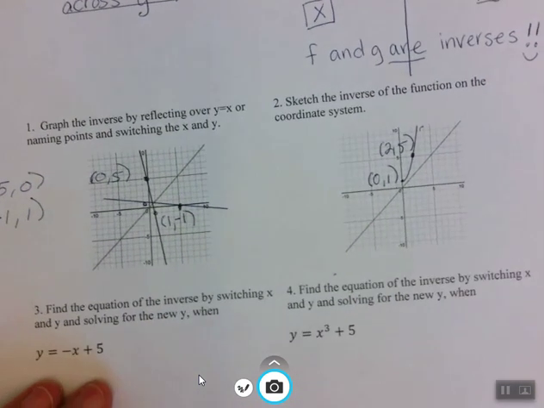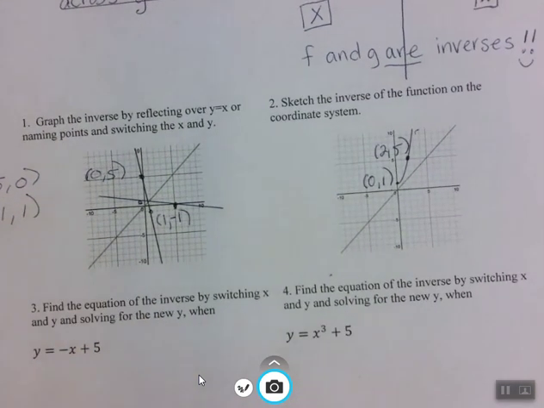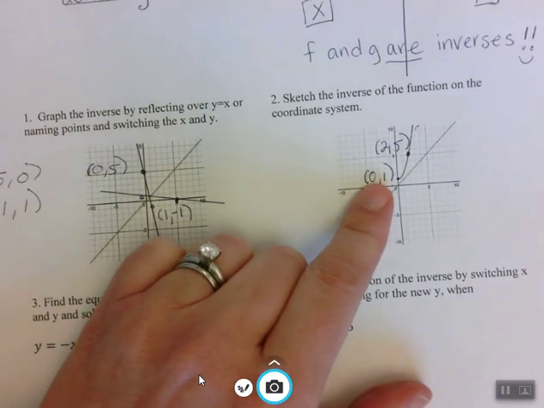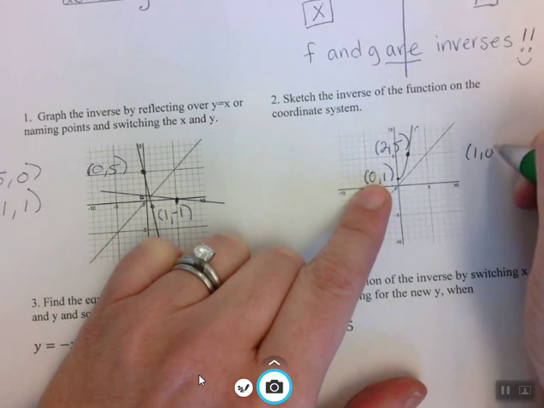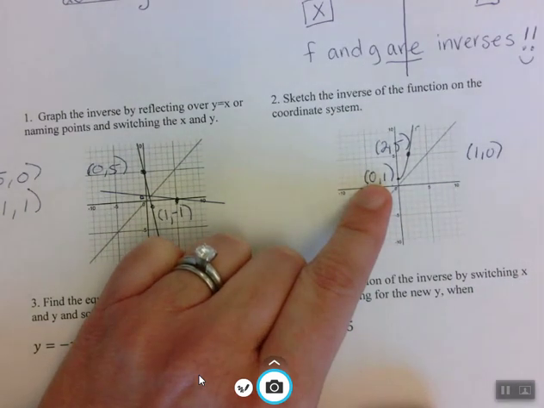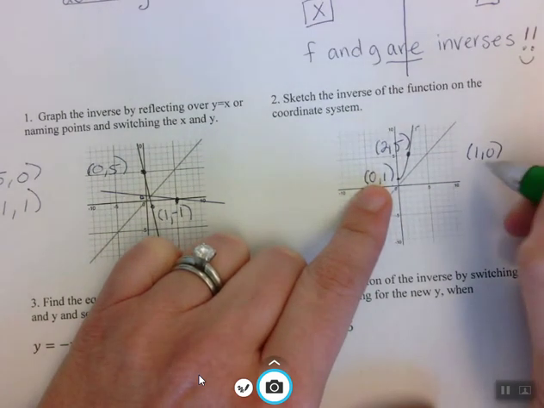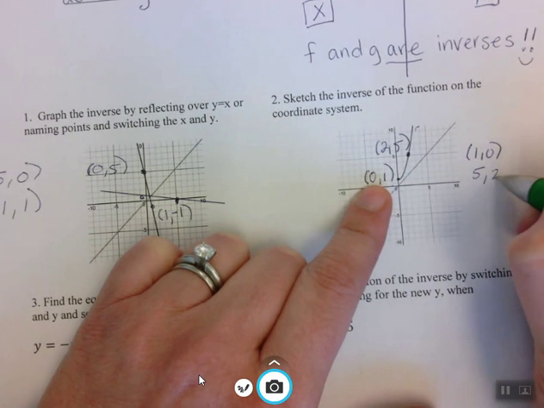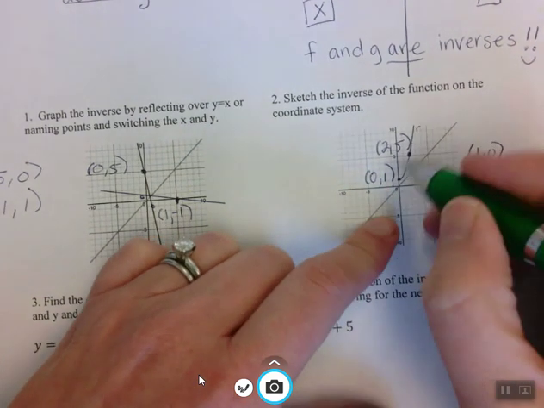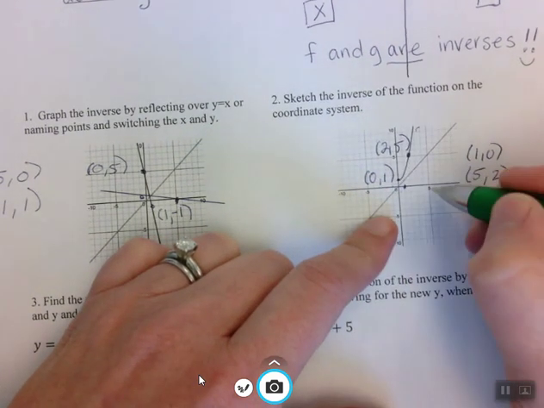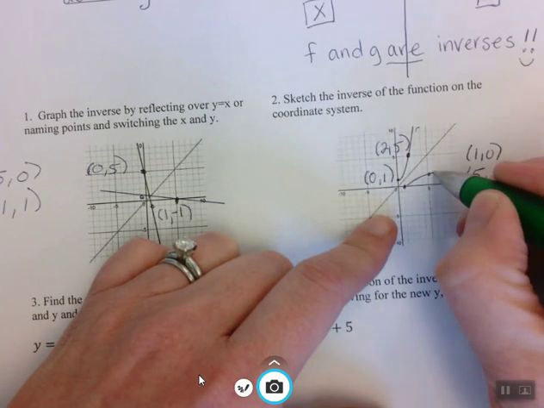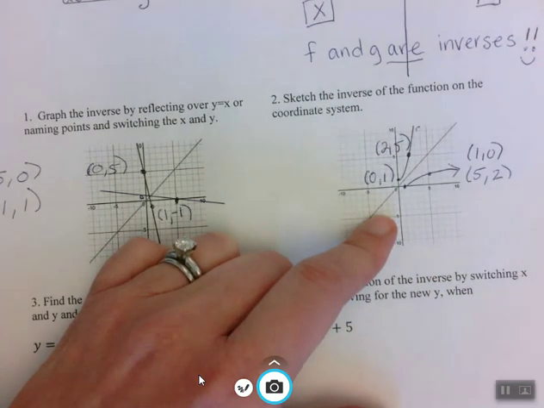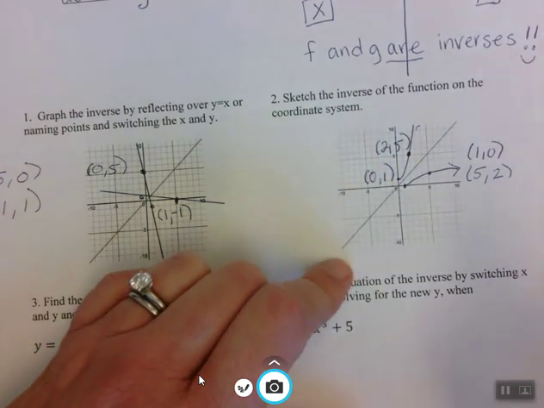Okay, so the points that we found on the graph were (0, 1) and (2, 5). So we're going to switch the x and y. Instead of (0, 1), what should I write? (1, 0). And instead of (2, 5), it's going to be (5, 2). So you want to graph those points, (1, 0) and (5, 2), and then you want to draw the same shape. See? That shape is reflected across the line.